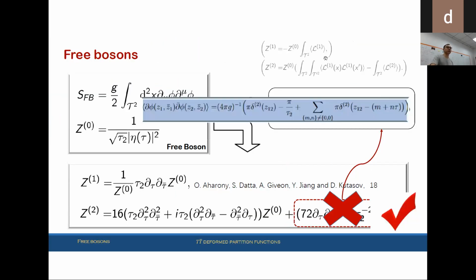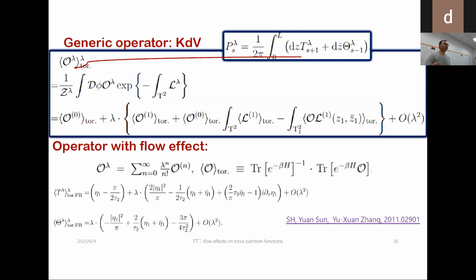This is for the free boson, and also the free fermion. For the free fermion, the second order correction vanishes due to the Grassmannian nature, so this term will automatically vanish. That means the free fermion automatically satisfies the consistency with the Hamiltonian formalism result. Is there any question about this? Okay, let's move on. Next we will talk about the so-called KdV charge operator.